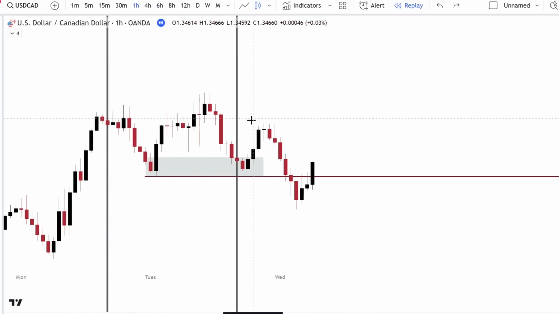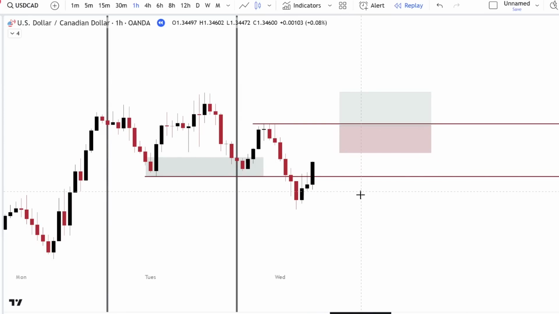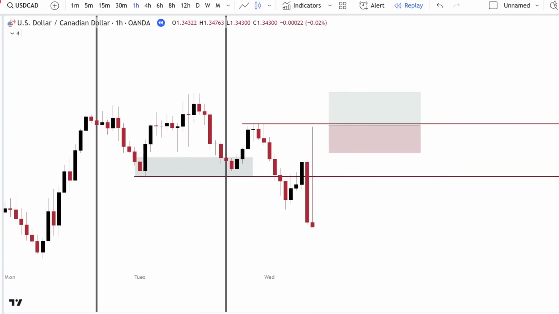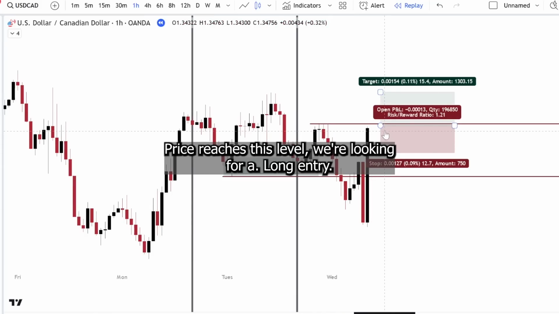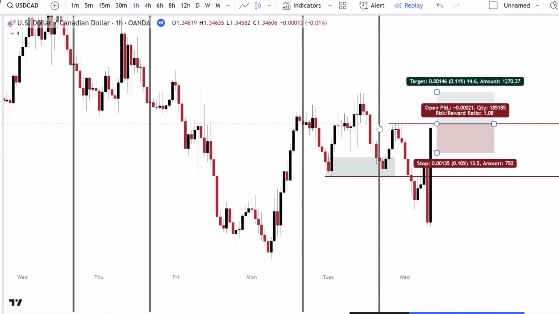So what are we waiting for now? Once price breaks this level, we are looking for a long entry. So now once price reaches this level, we're looking for a long entry. And where would our TP be?